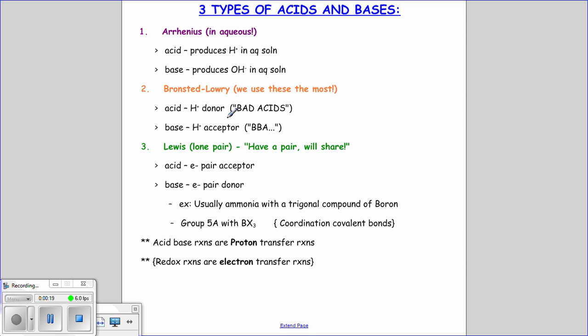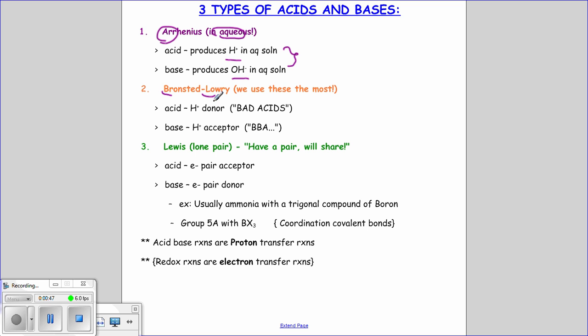Alright, so you should remember these three definitions: the Arrhenius acid and base, Bronsted-Lowry acid and base, and Lewis acid and base. Arrhenius was the scientist who defined how acids or bases reacted in aqueous solution. So silly, but remember aqueous Arrhenius. Acids are going to produce H pluses in aqueous solution, and bases are going to produce OH minus. This is probably the most simplistic definition of how acids and bases react.